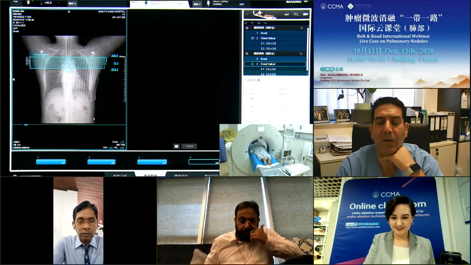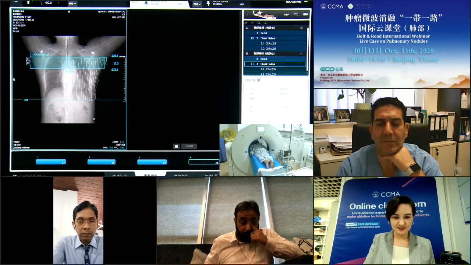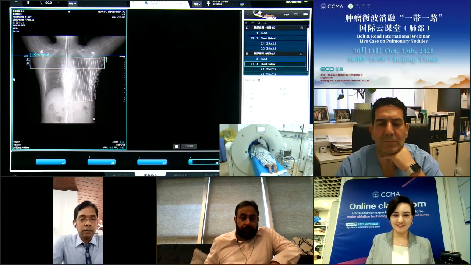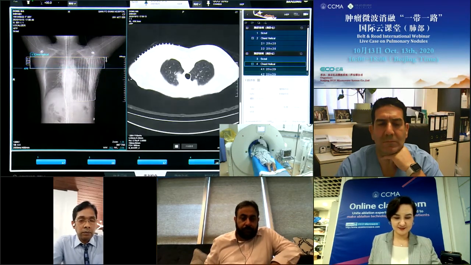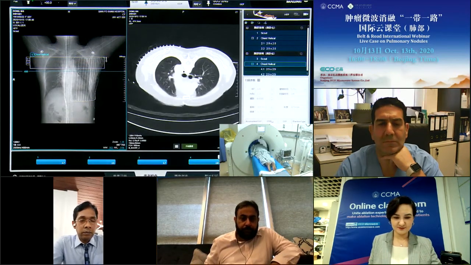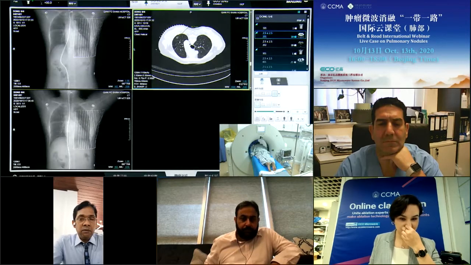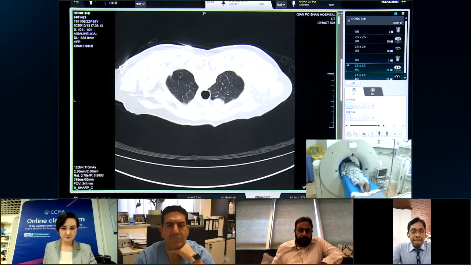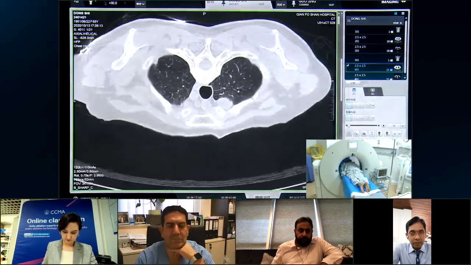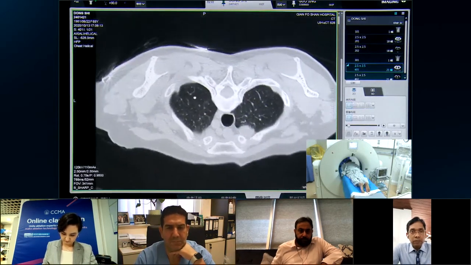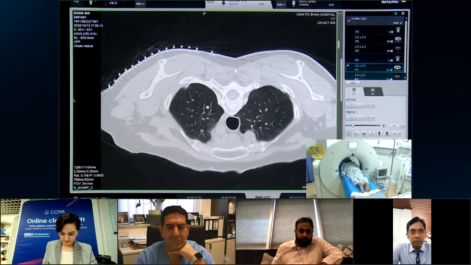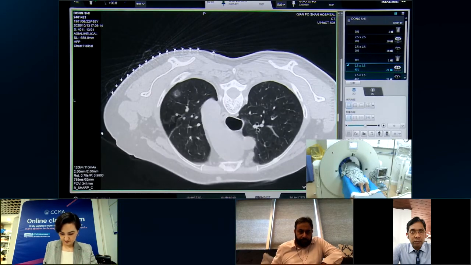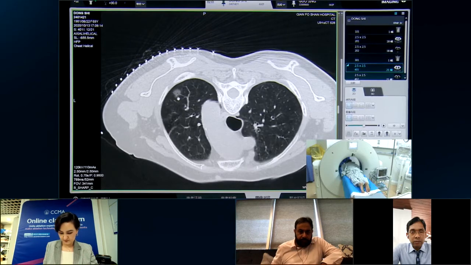Will you do a biopsy in this case? Yeah. For this case, we will do biopsy and microwave ablation simultaneously with the permission of the patient, and she wants to do everything in one session.